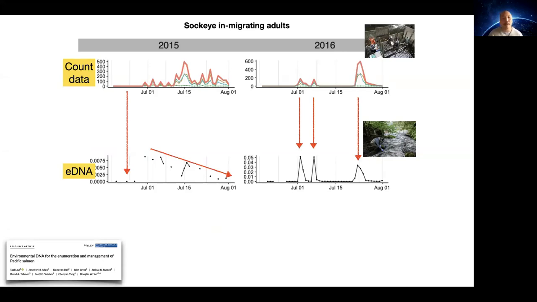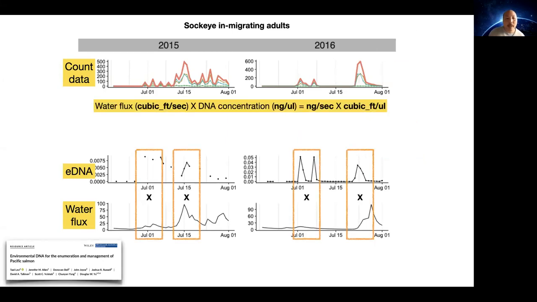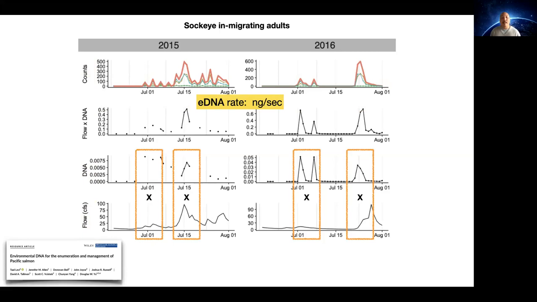So what's going on? What's going on is that qPCR gives you concentration of DNA, but what you really want is a volume, mass, right? And so you also have to take into account the volume of water, the flux of water. And because this is America, they count flux in cubic feet per second. So we multiply the water flux times the eDNA concentration, and you get, in the end, nanograms per second times a constant. And so that's eDNA rate.